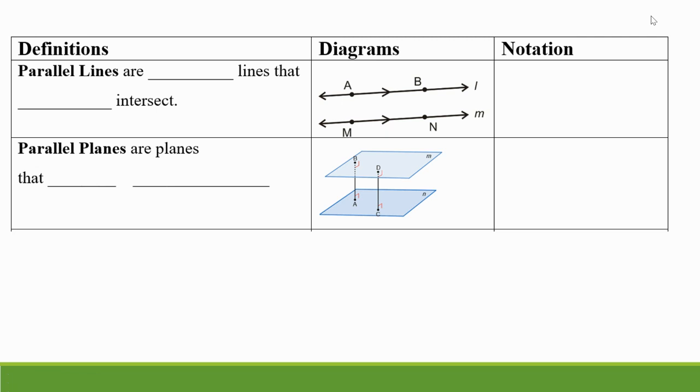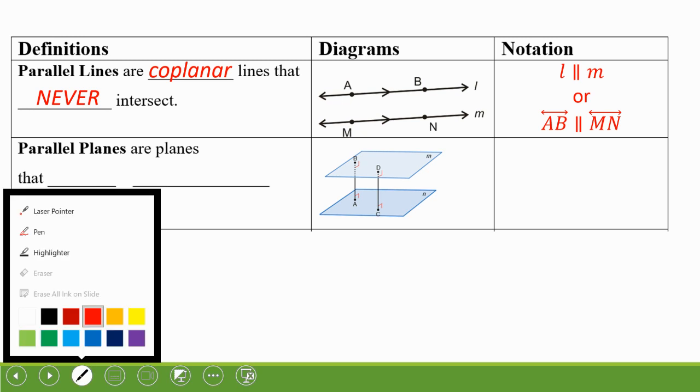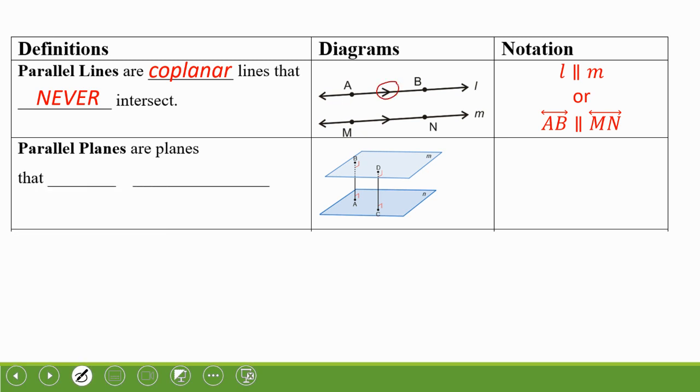All right, so here's the back side of your notes. So we're going to talk about parallel lines first. Parallel lines are coplanar and they never intersect. So this little symbol right here, this triangle, sometimes it's a triangle, sometimes it's an arrow, that tells me the lines are parallel.